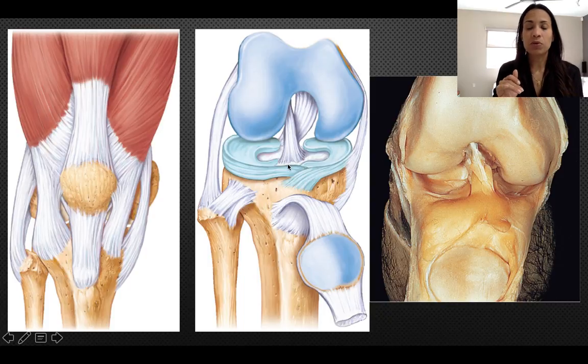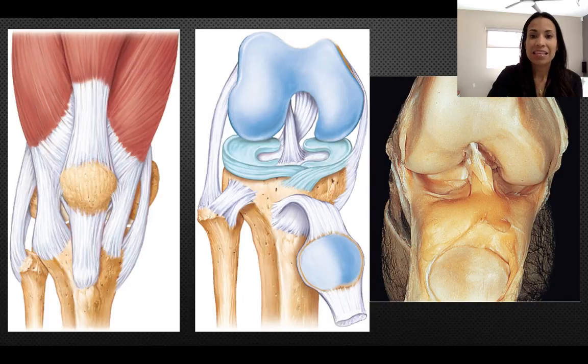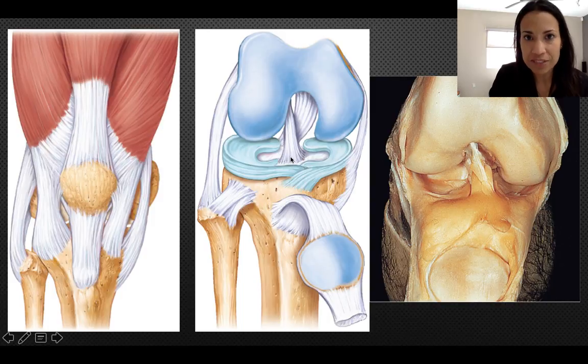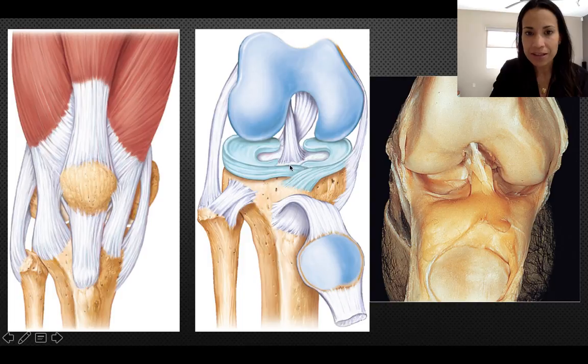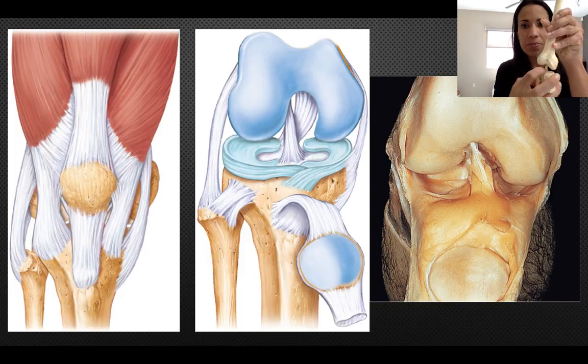Inside the capsule we're also going to find two ligaments, the cruciate ligaments. We have the anterior, and this one is the posterior cruciate ligament. What tells you if it's anterior or posterior is the site of attachment on the tibia. So this is the anterior cruciate ligament, from the anterior aspect of the tibia. Both of them are located towards the midline.